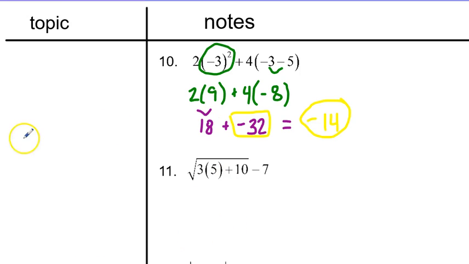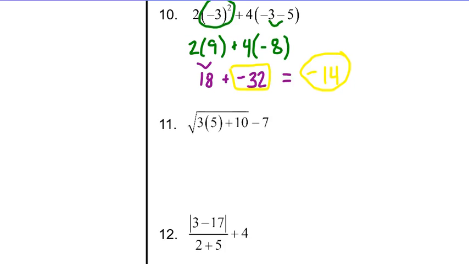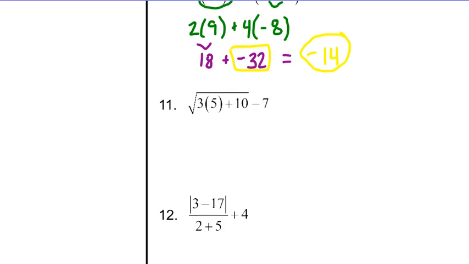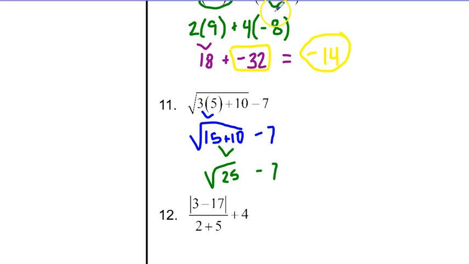Next example, we have 11, the square root of 3 times 5 plus 10, and then minus 7 outside of the square root. So we got to do that 3 times 5 first, which is 15, plus 10 underneath that square root. And then minus 7 is outside the square root. 15 plus 10 is 25, so we're going to do the square root of 25, and then minus 7 outside the square root. The square root of 25 is 5. If you don't know that, that's okay to look up in your calculator. That's all right. So we have 5 minus 7. 5 minus 7 is going to be negative 2.